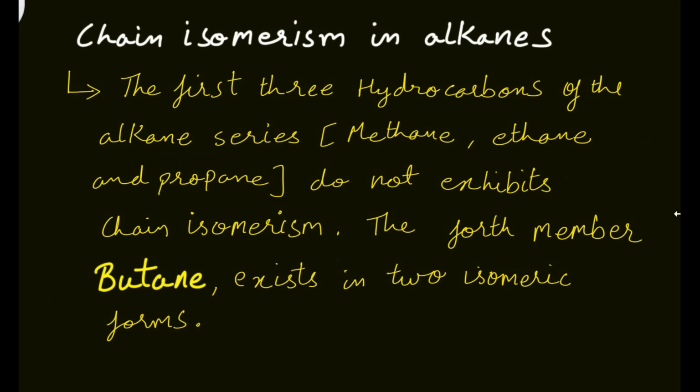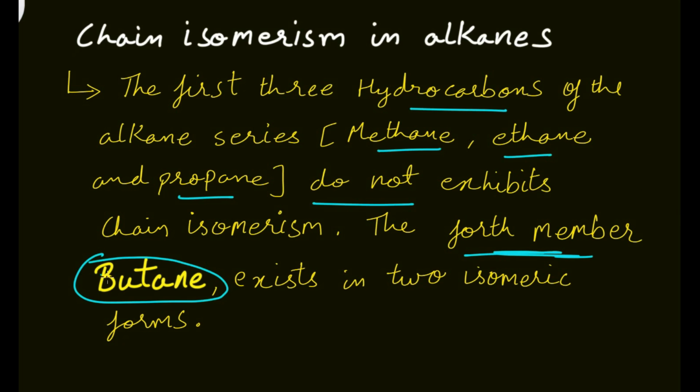Now, alkanes follow chain isomerism. The first three hydrocarbons of the alkane series, that is methane, ethane and propane, do not exhibit chain isomerism. But the fourth member is butane. Butane exists in two isomeric forms.